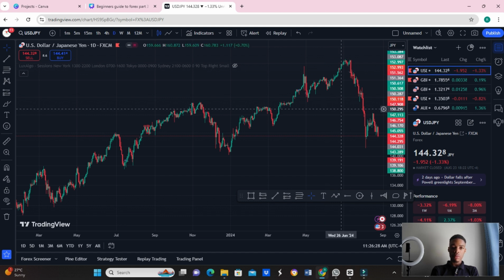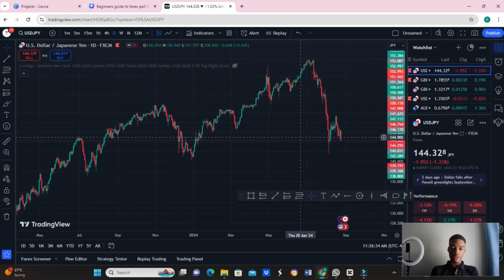So for this example, we are looking at the US dollar versus the Japanese yen, which is our USDJPY currency pair. On our left, we have our base currency against our quote currency. And here the D represents our daily chart, so we're looking at a daily chart. Here we have a weekly chart, a 4-hour chart, a 1-hour chart, a 15-minute chart, and essentially we have charts down to even seconds. This is a 12-month, which is a yearly chart.